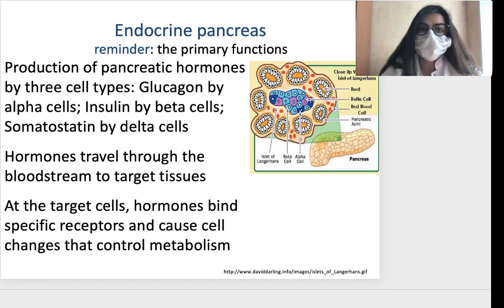Primary endocrine functions: production of pancreatic hormones by three cell types. Glucagon by alpha cells, insulin by beta cells, somatostatin by delta cells. Hormones travel through the bloodstream to target tissues and target cells. Hormones bind specific receptors and cause cell changes that control metabolism.